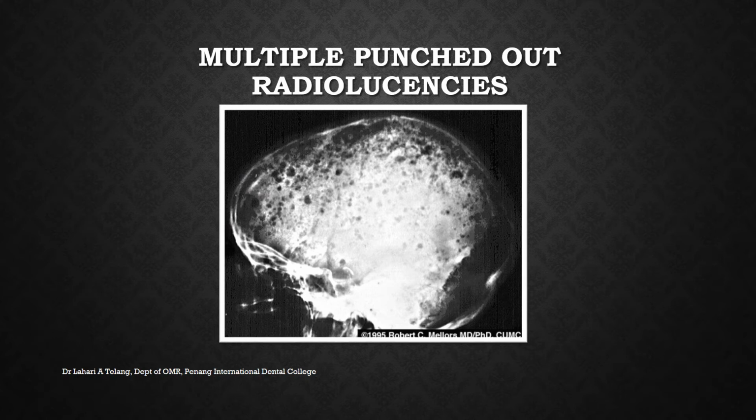This is an example of multiple punched out radiolucencies. This is a true skull view, and this sort of appearance generally is seen in multiple myeloma. And this is a very old radiograph. We generally don't do skull imaging of this sort very often these days, and it's mostly either a CBCT or a CT scan. But this kind of appearance can be seen in all kinds of radiographic imaging, and is called punched out radiolucencies. The radiolucency appears as though you've used a punch and made multiple holes.